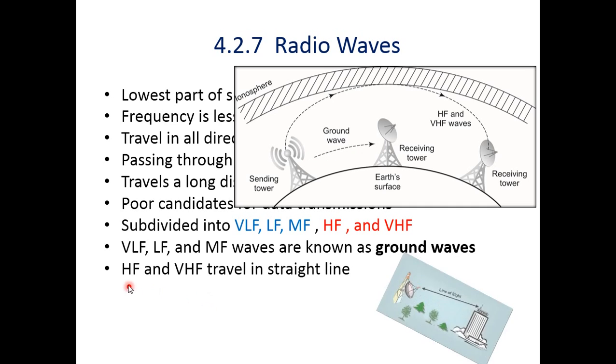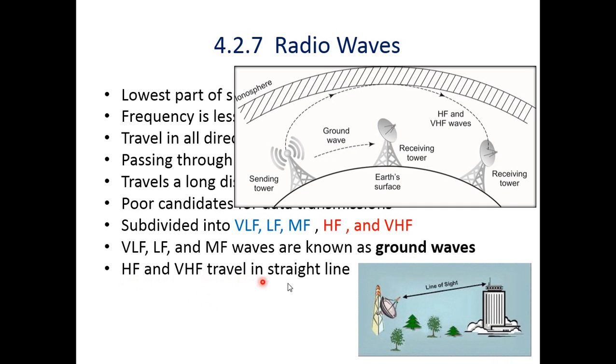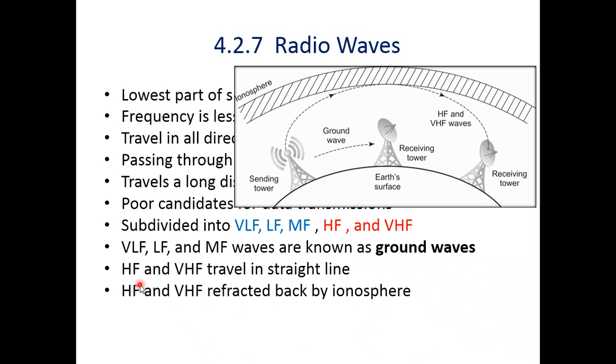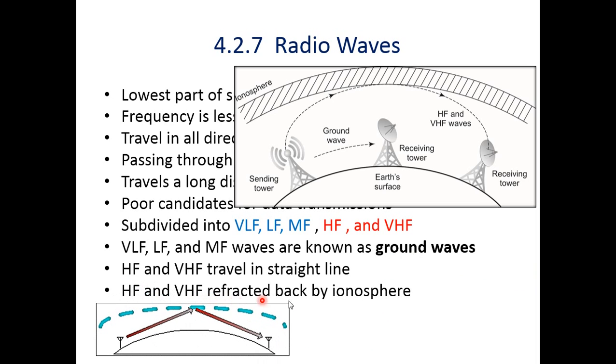And the second category is the high frequency and very high frequency. They travel in a straight line of sight, LOS. Those are not curved, they traverse in a straight direction, line of sight. High frequency and very high frequency are refracted back by the ionosphere. Normally the ionosphere environment starts after 75 or 80 kilometers from the earth's surface.